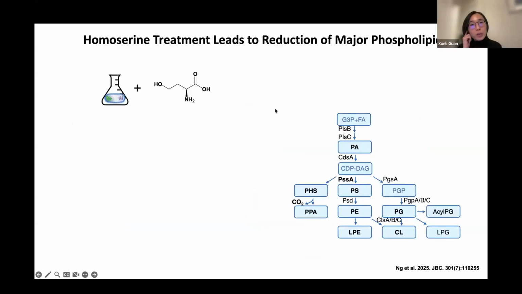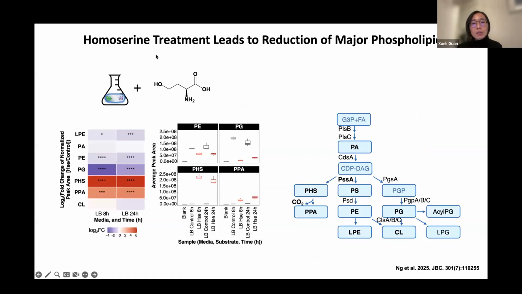Finally, we looked at how phospholipids remodel when the bacteria are treated with homoserine. And the key finding is that when the bacteria are treated with homoserine, they accumulate phosphatidylhomoserine as well as PPA. But at the same time, we found a strong downregulation of PE and PG. And this can be explained through the pathway, as they share the common intermediate CDP-DAG. So when the cells are given homoserine, it channels the substrate to PHS and it compromises the formation of PE and PG.